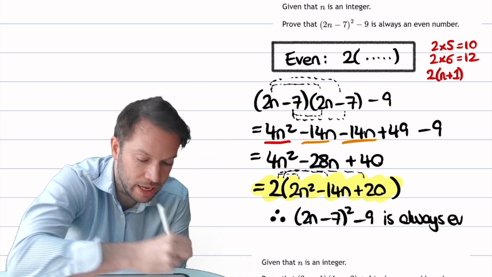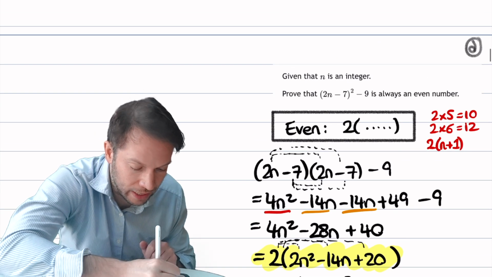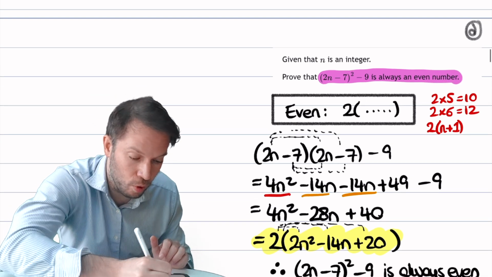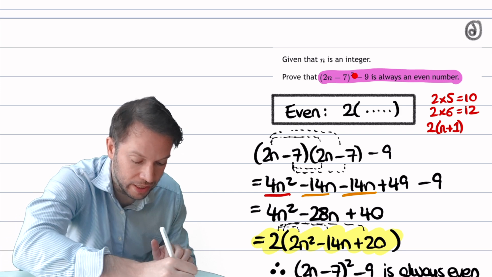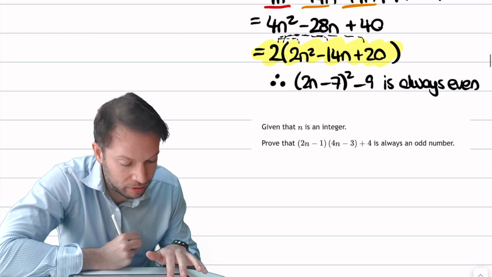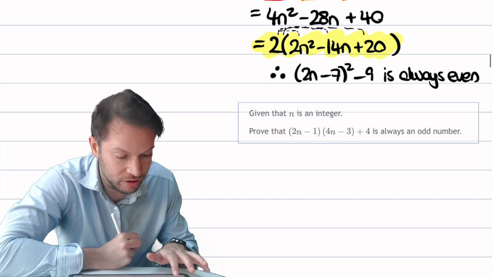In general, whenever you have a prove that statement, so it says prove that blah is always an even number, you should finish your proof with therefore, and then just restate that thing. So therefore, 2n minus 7 squared minus 9 is always an even number, which is what I've done there. Okay, right, what about this one here? We want to show that this is always an odd number.